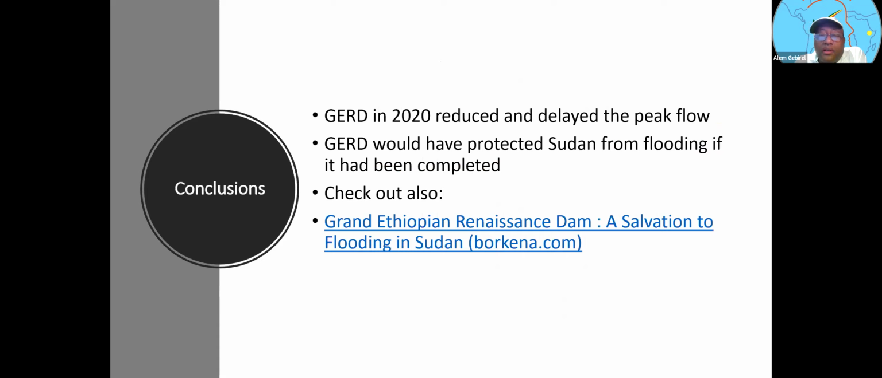In conclusion, in 2020, GERD reduced or delayed the peak flow by a certain amount in my uncalibrated model by about 2,000 CFS. If that had been completed, Sudan would have been really saved from the catastrophic flooding of 2020. Also, I put a very short article on Borkana, Grand Ethiopian Reservoir Dam, salvation to flooding in Sudan. Most of this presentation content is included in that one. You can check out that also.